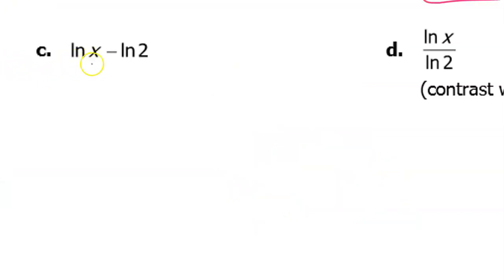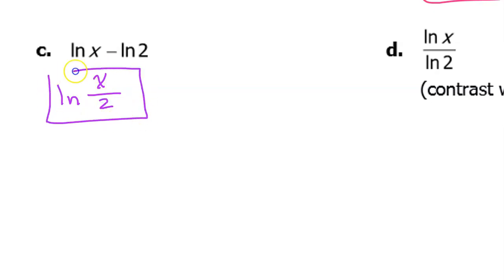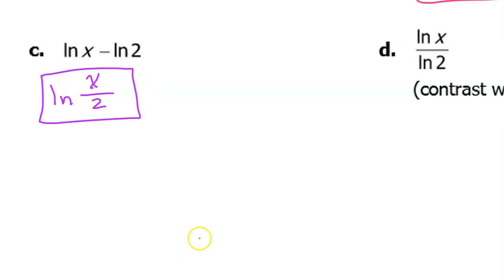For this one, I feel the quotient rule coming on. We can write this difference as a single log of x over 2. And that's really all there is to that.